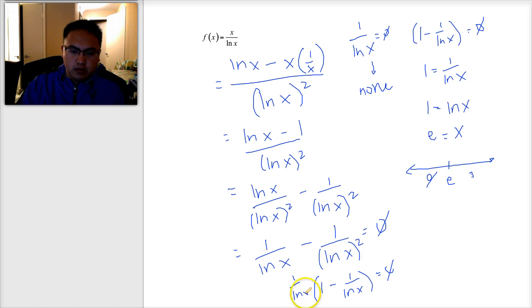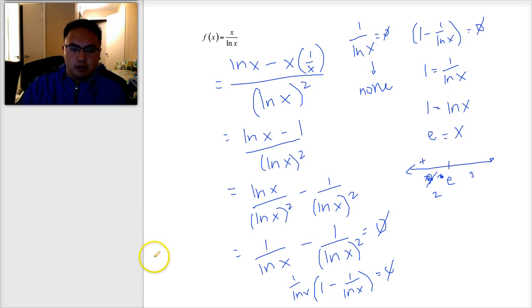this isn't going to work, because 0 is undefined here. Let's try 1. That won't work either, because ln of 1 is 0. Let's try 2. ln of 2 is a positive number. 1 over ln of 2, and you can put that in a calculator, is positive.